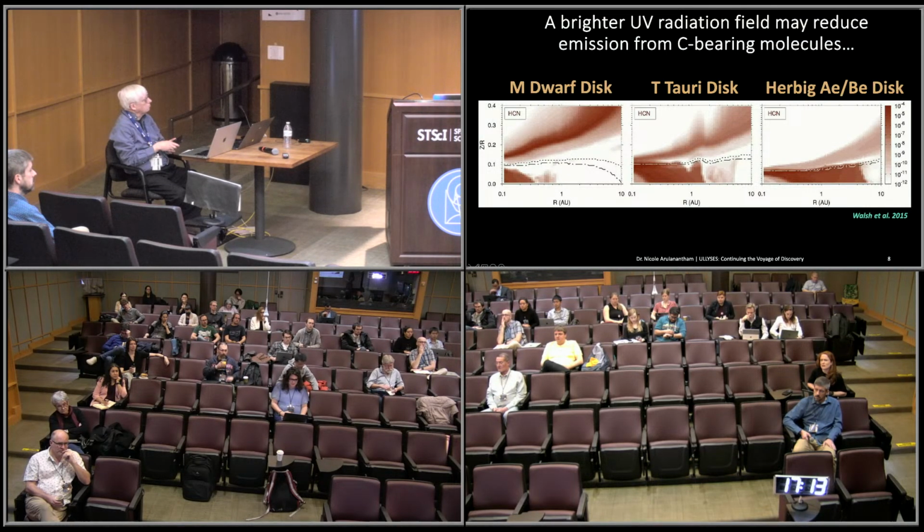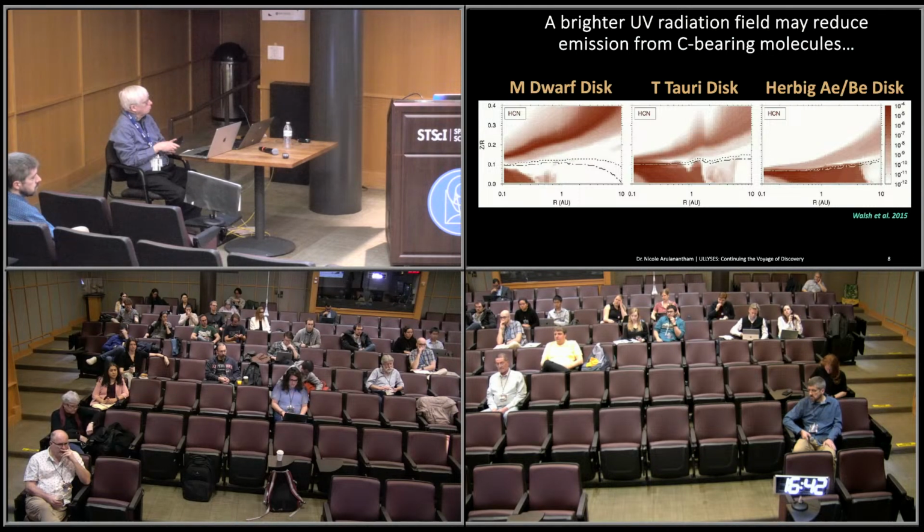And so each of these panels here is showing a 2D cut of a protoplanetary disk. So we're looking at the height above the disk midplane on the y-axis and the distance from the central star on the x-axis. And on the left-hand side here, we're looking at a disk model with a radiation field from a typical M dwarf. In the middle, we're looking at a disk with a radiation field from a typical T Tauri star. And on the far side, we're looking at a disk surrounding a typical Herbig star.